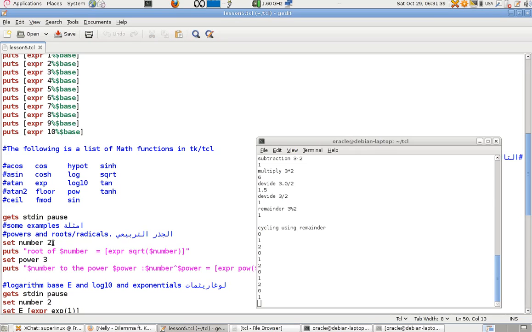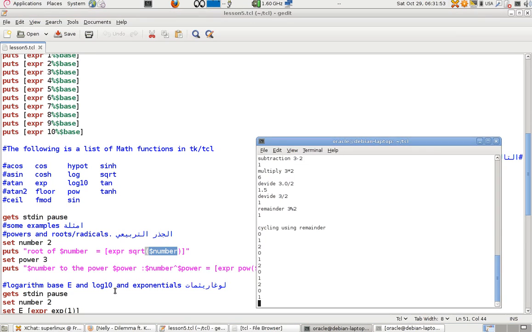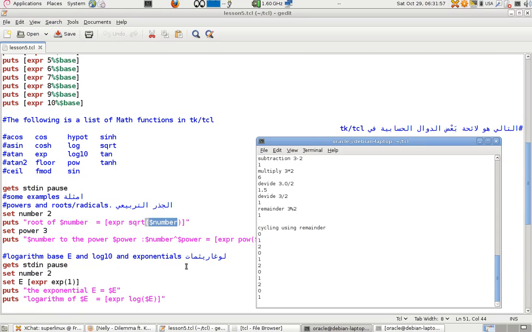Good. Now we want to get the square root, so puts the root of a number. We have the number 2, and we want to get the square root, radical 2. So we use this function sqrt and put the number between the parentheses. Also, if I want to get the power, 3 power 2, which is 9.